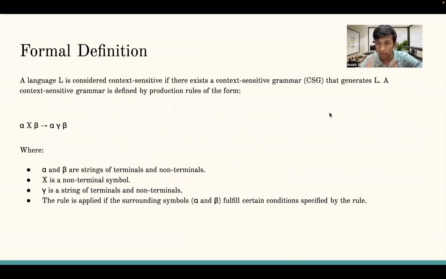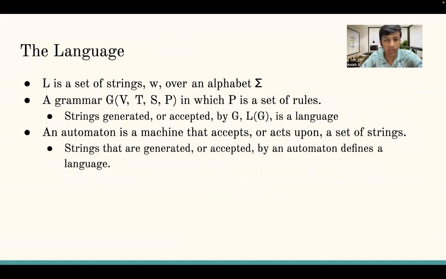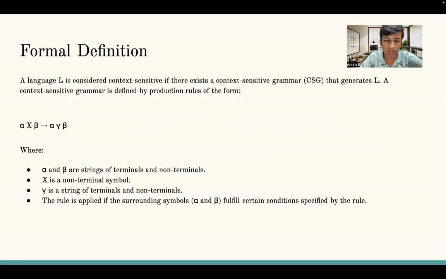So let us look at the formal derivation. Let us consider a rule of the form alpha x beta, which forms alpha y beta. I'll explain it. The grammar is a four-tuple, G of V, T, S, P, where V represents the variables, T represents the terminals, P represents the production rules, and S represents the start state.